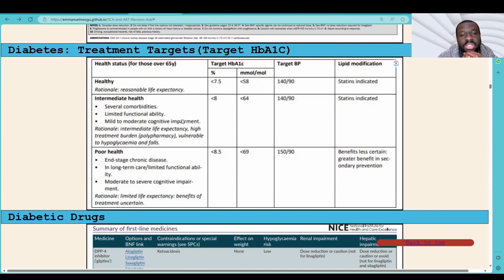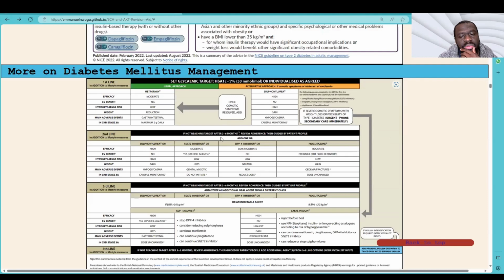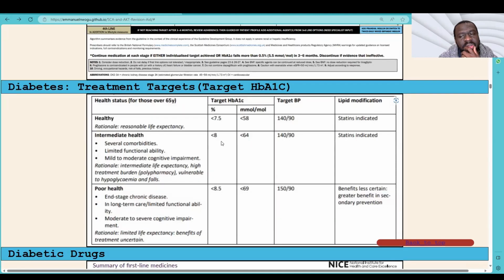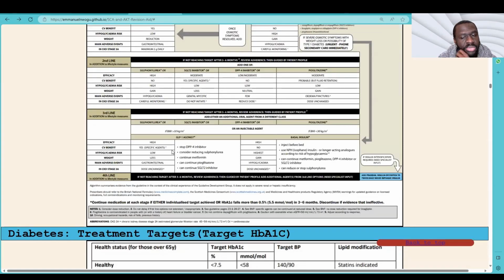Like what I was saying, so treatment targets. They say the person is healthy with a reasonable life expectancy, so it's less than 58. Here we saw less than 53. I think I saw intermediate health less than 64, or less than 60. Oh, okay, it goes that high. It gets less than 48 for people that are healthy.